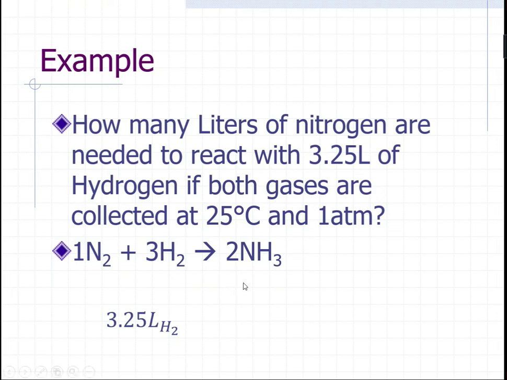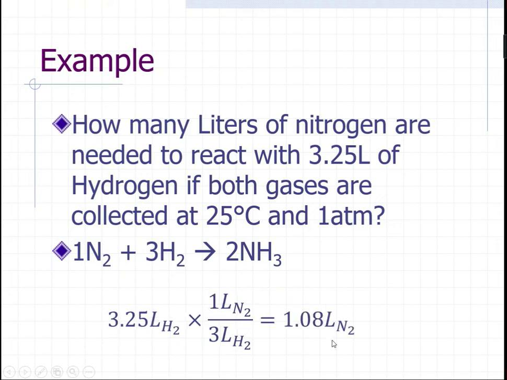Both the examples that I've used here happen to use two reactants. So it's a 3 to 1 ratio, 3 for the hydrogen, 1 for the nitrogen. Do the math, round to sig figs, and I get 1.08 liters of nitrogen is necessary.